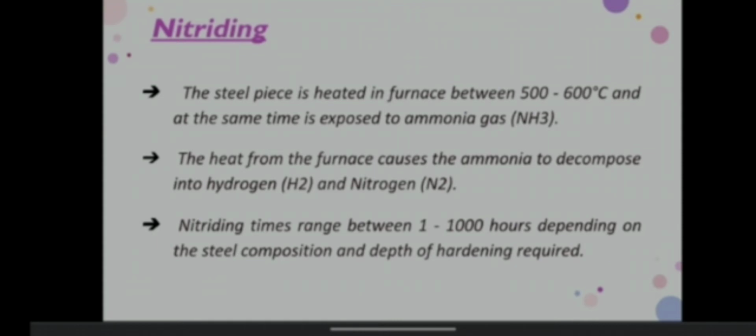Nitriding is most commonly used on low alloy steels. The benefits of nitriding are that it increases the abrasion and wear resistance and improves the bending and contact fatigue properties of the steel. Nitriding times usually range between 1 to 1000 hours depending on the composition of steel and the depth of hardening we require.